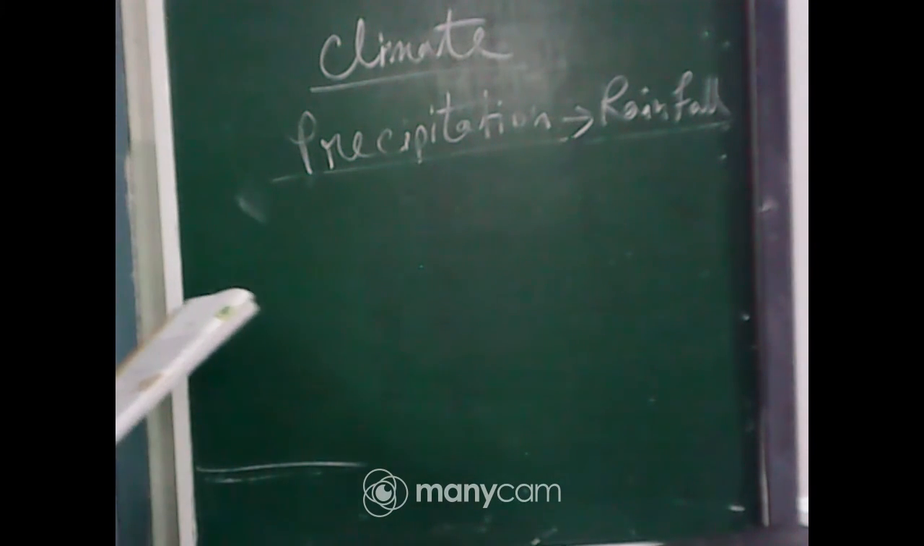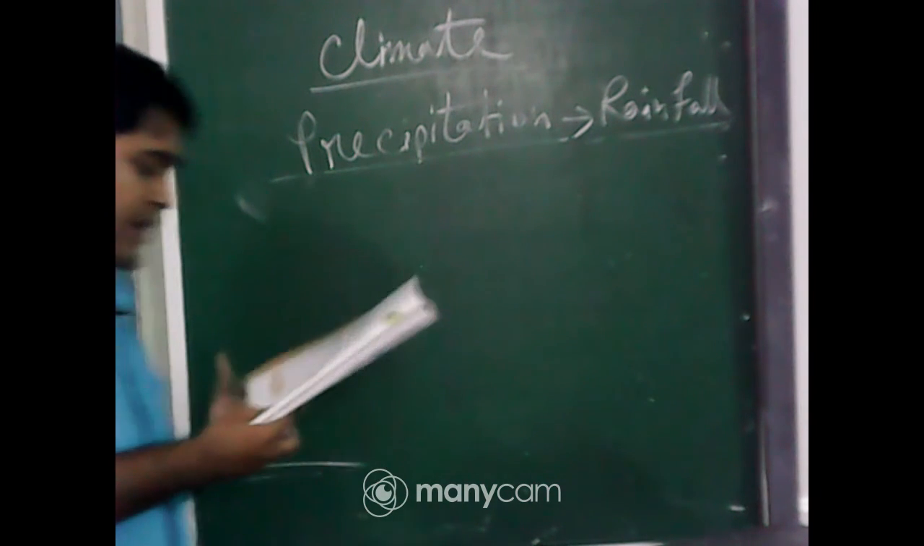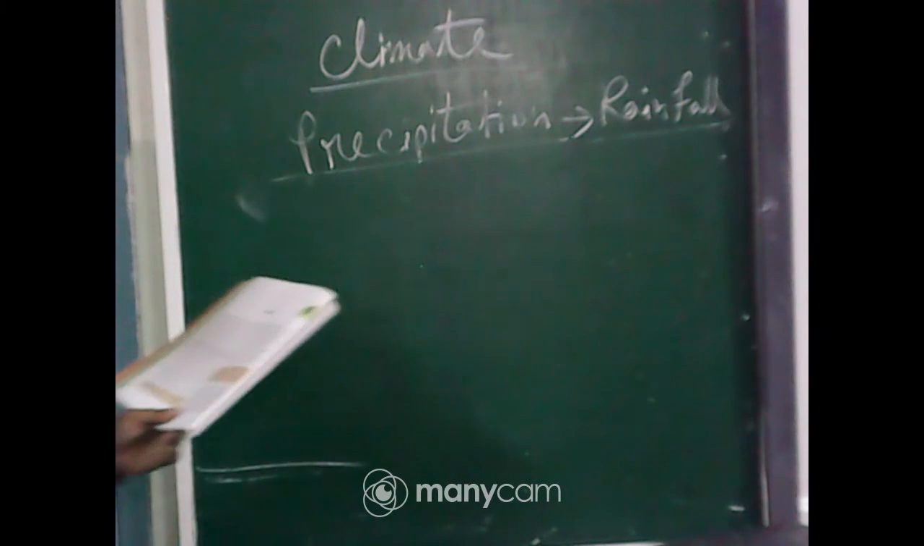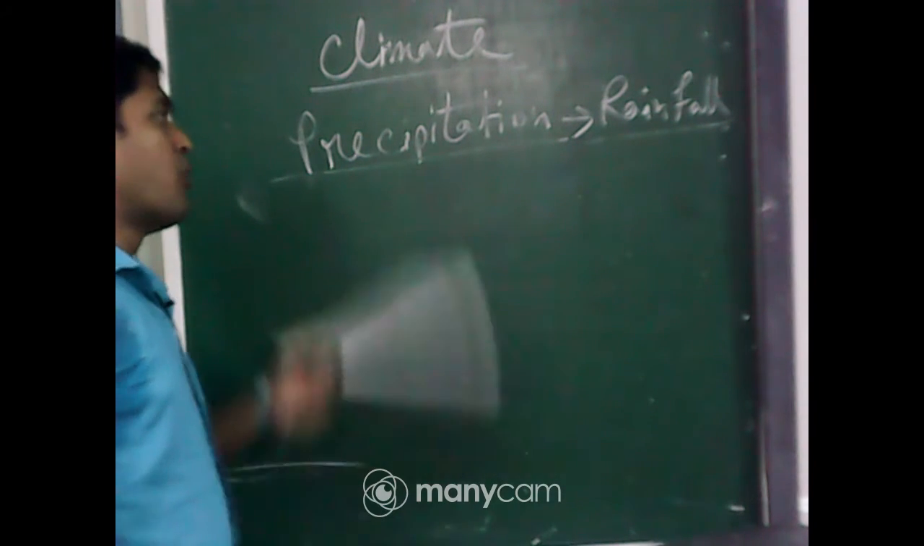There are variations not only in the form and types of precipitation, but also in its amount and seasonal distribution. While precipitation is mostly in the form of snowfall in the upper parts of the Himalaya, it rains over the rest of the country. So, the form of precipitation.